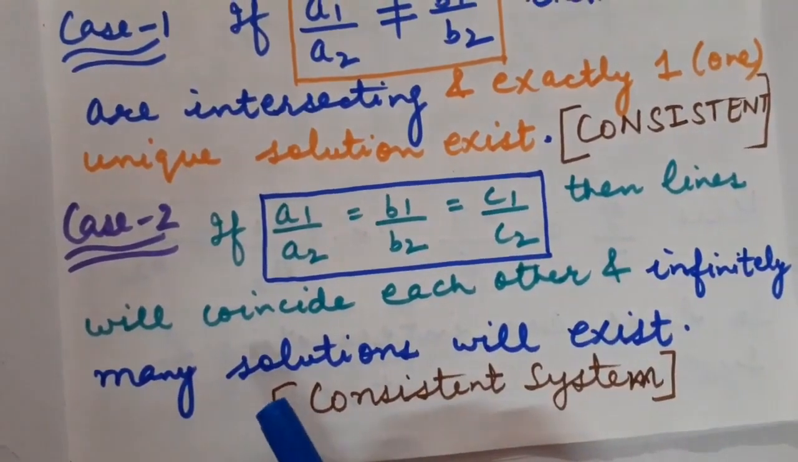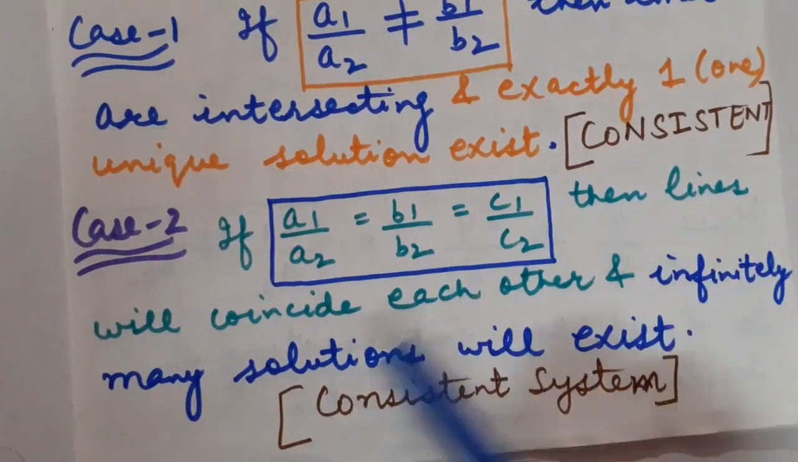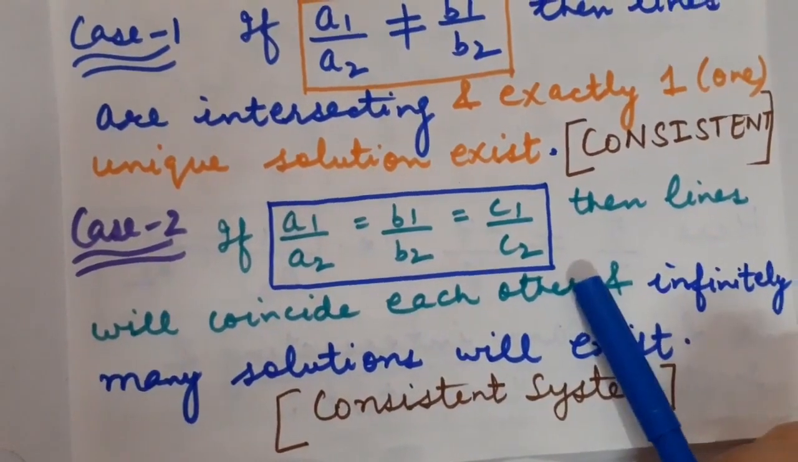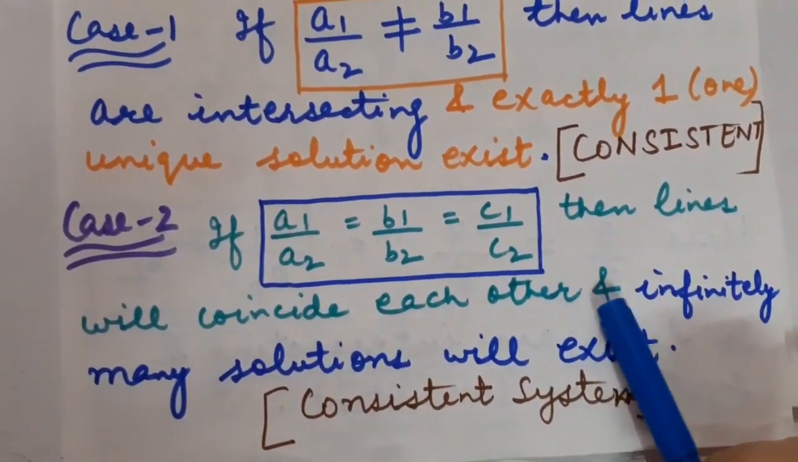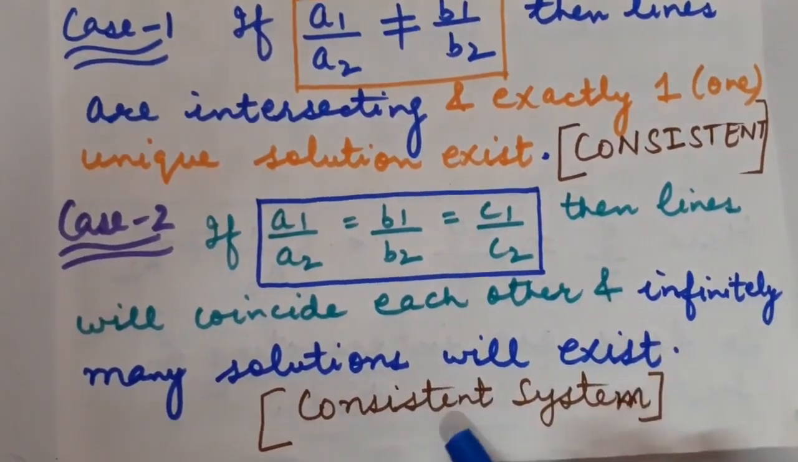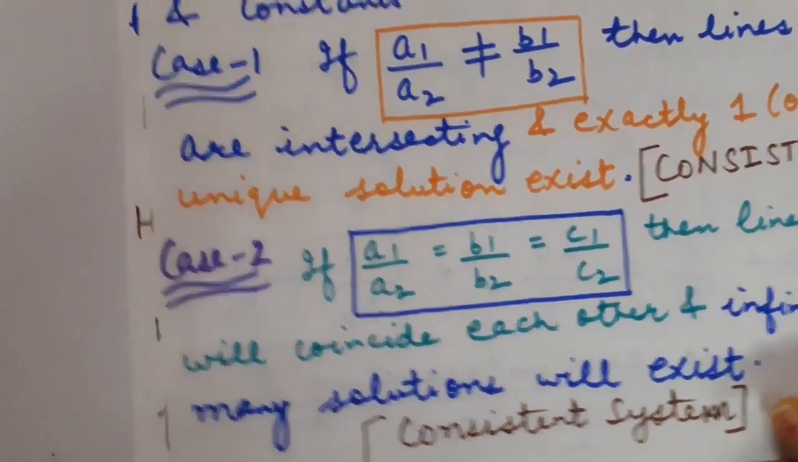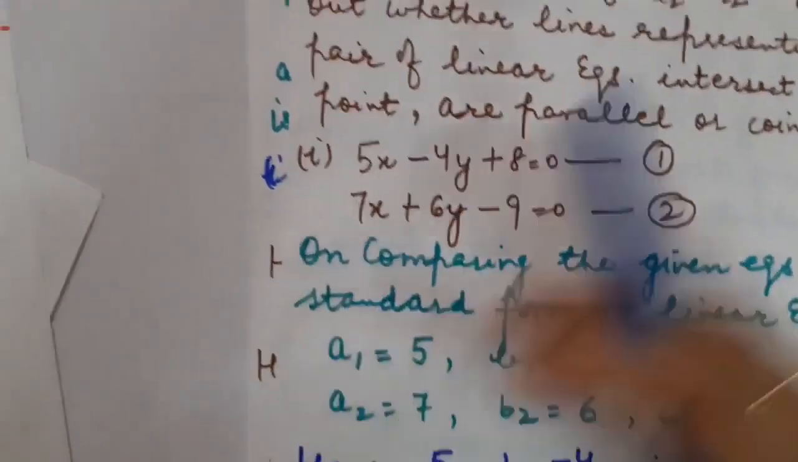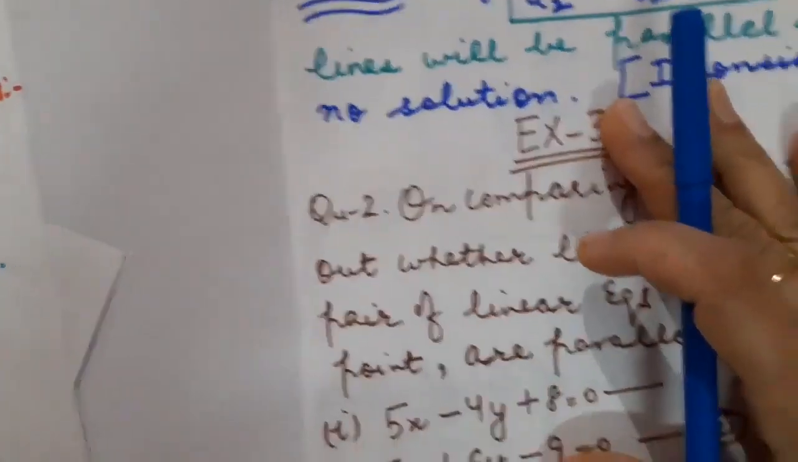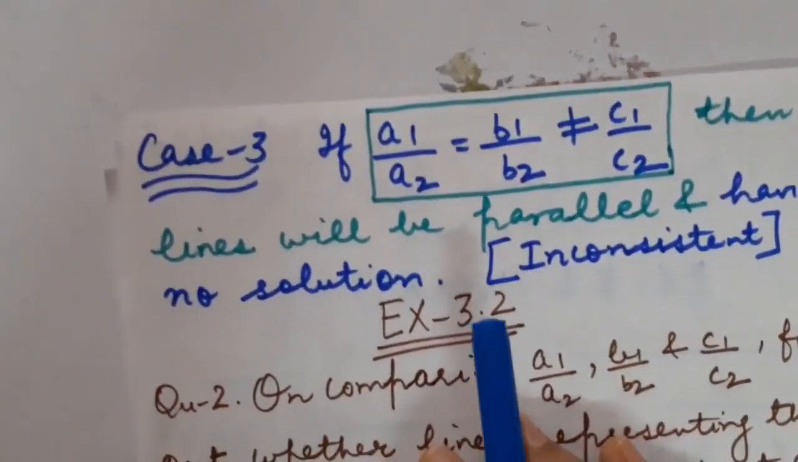That again I have shown you just now. One line will overlap the other line. As the solutions are going to exist, it will be a consistent system again. Understood? Okay. Now I am going to switch to case number 3.